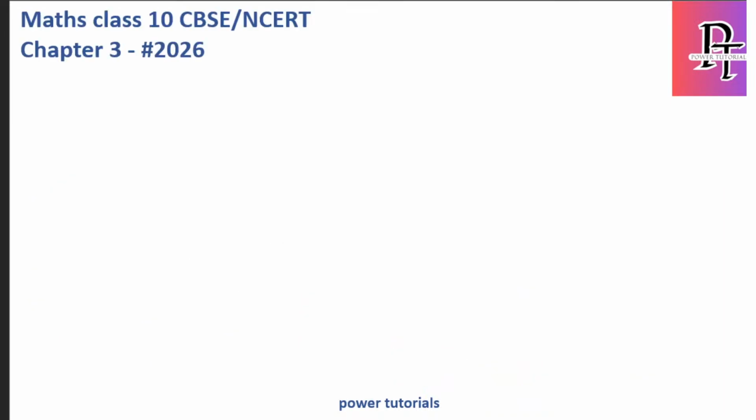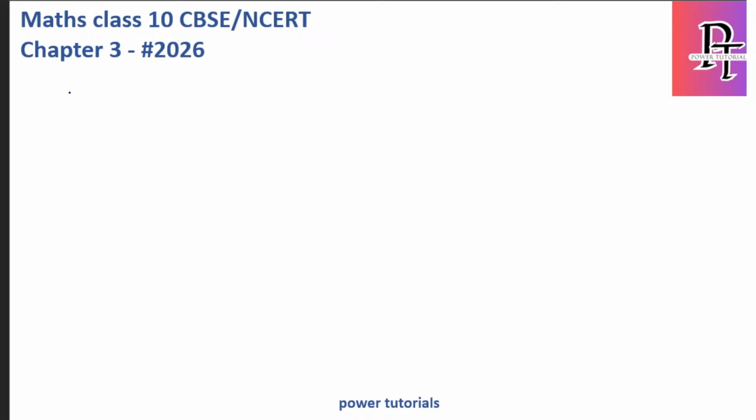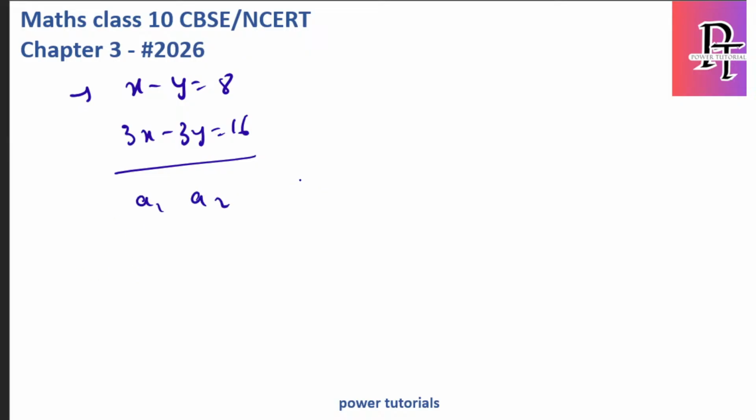We are at this part. x minus y is equal to 8. 3x minus 3y is equal to 16. For this, let us first understand a1, a2, b1, b2, c1, c2, because we should only find solutions if it is consistent. If it is not, then no need to solve it.